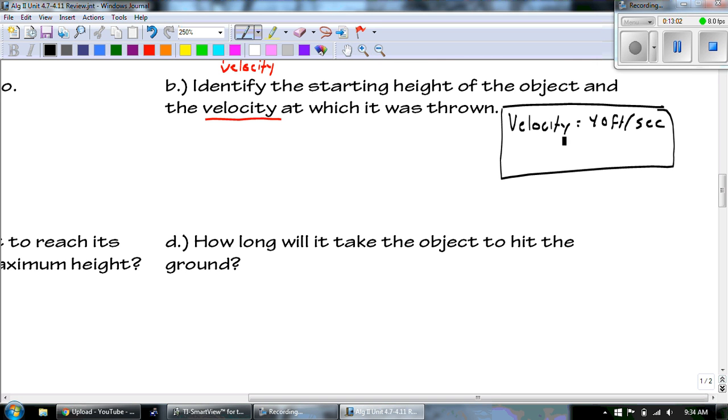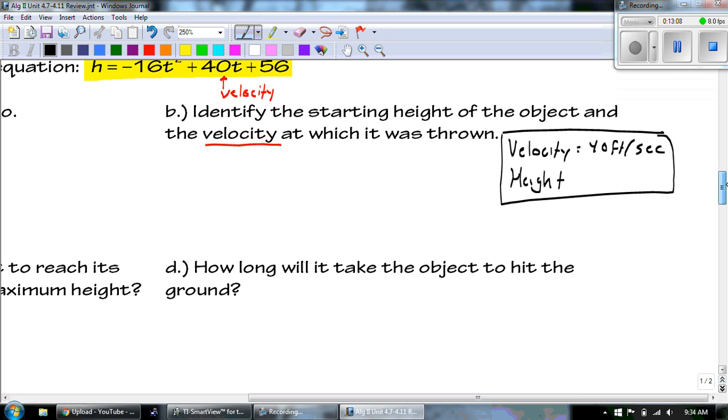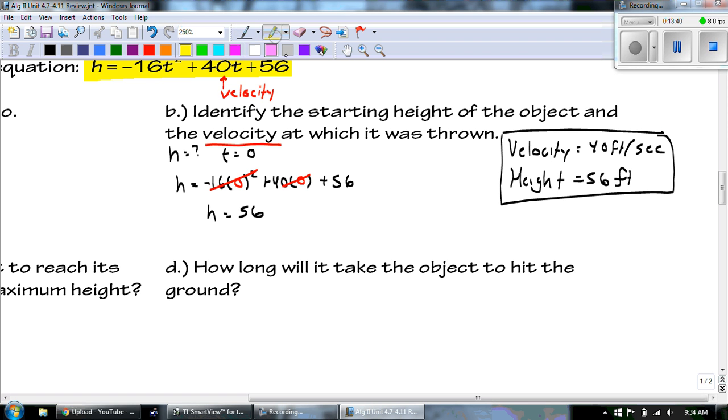So the only thing that we need to find now is the starting height. If we're looking for the height, that means they told us the time, and the starting height is when zero time has passed. So we get the height equals negative 16t squared plus 40t plus 56. So I'm plugging in 0. 40 times 0 is 0, 0 squared times negative 16 is 0. So we get our height is 56 feet.